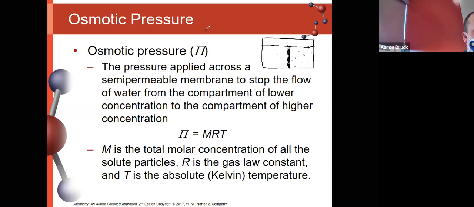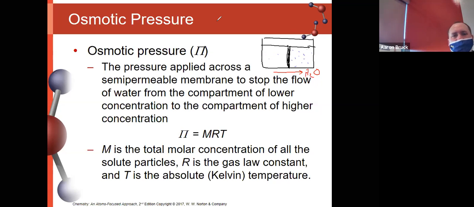Osmosis tells us that the movement of water would be in this direction, toward the more concentrated side, in an attempt to make it more dilute. And so what we see is that this natural movement would be going from left to right, from lower concentration of solute to higher concentration of solute, or higher concentration of water to lower concentration of water.